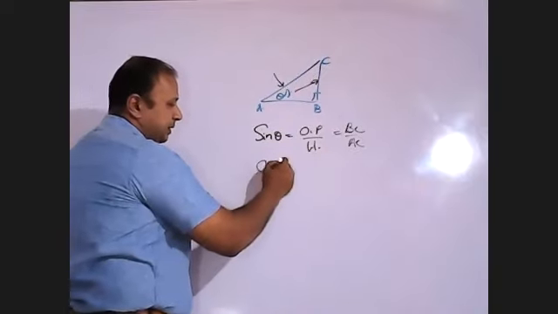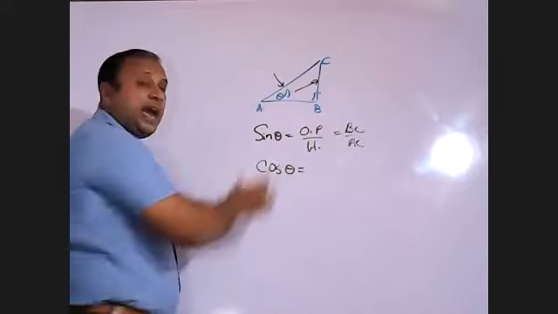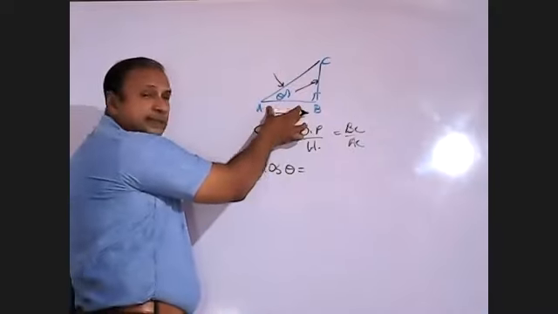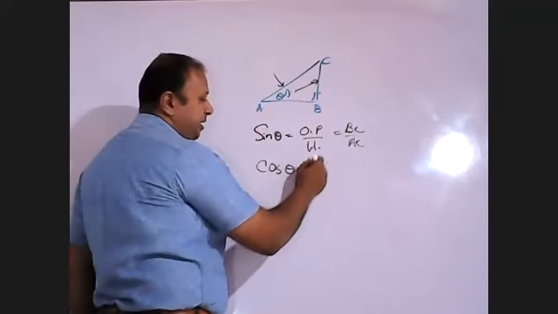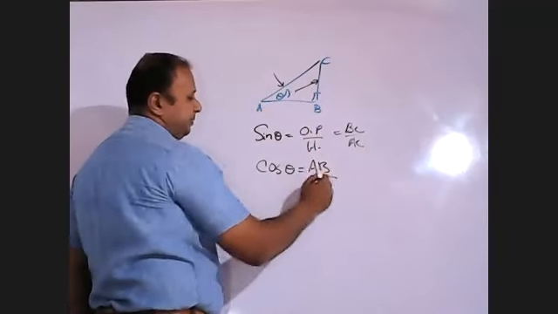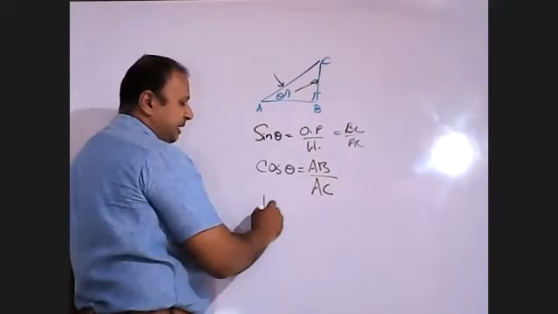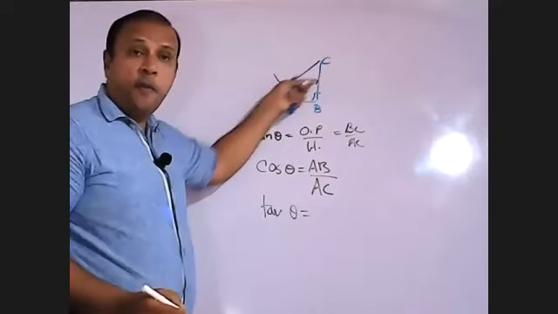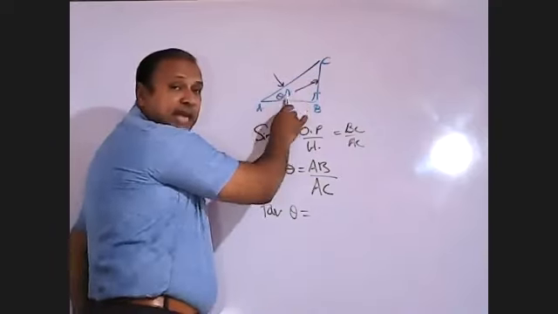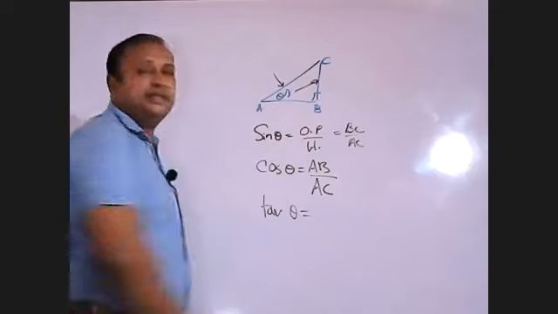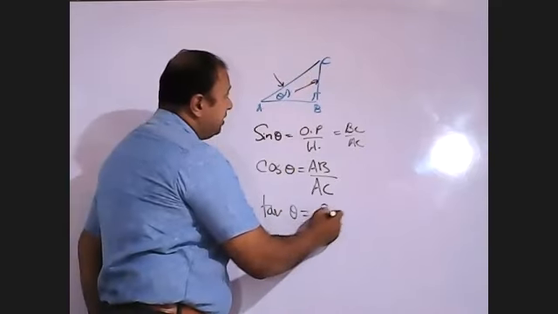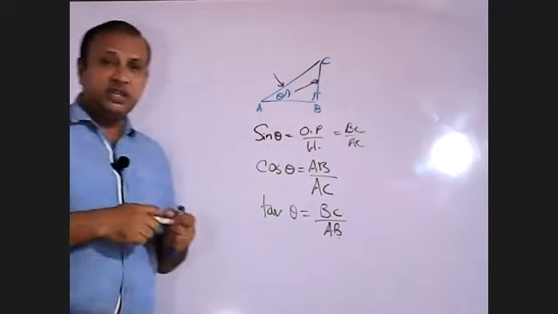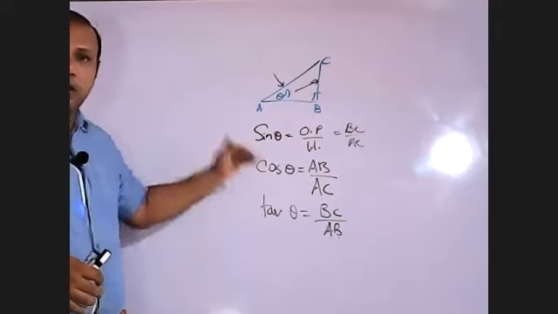Cos theta is defined as the adjacent side over the hypotenuse. The adjacent side is AB, and the hypotenuse is AC. Tan theta is defined as the opposite side to this angle over the adjacent side. The opposite side is BC, and the adjacent side is AB. So those are the definitions of sine, cos, and tan in order.